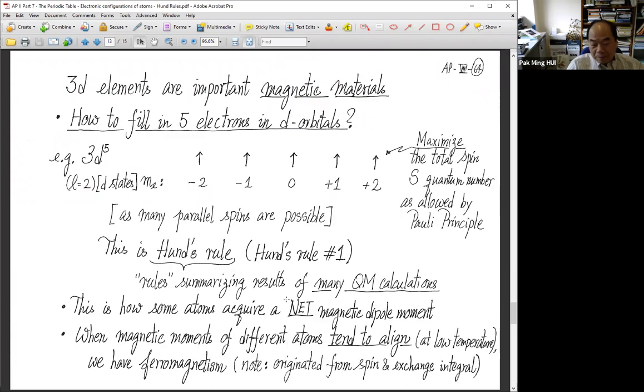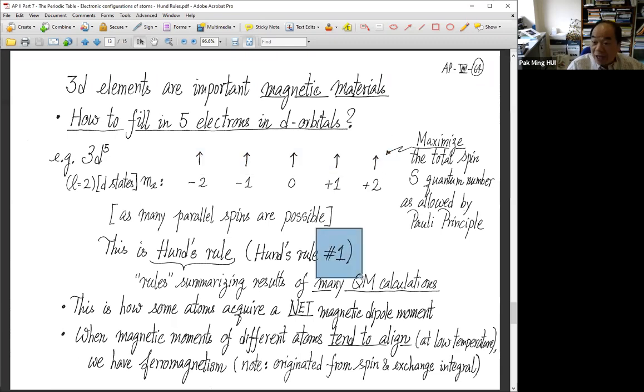And then, I just mentioned Hund's rule here. After many calculations, Hund's rule summarizes the quantum mechanical results. For example, if you have 5 electrons to fill in d, what to do? Don't do it as up, down, up, okay? Do it as up, up, up, up, up. That will have the lowest energy arrangement. So that is Hund's rule number 1.